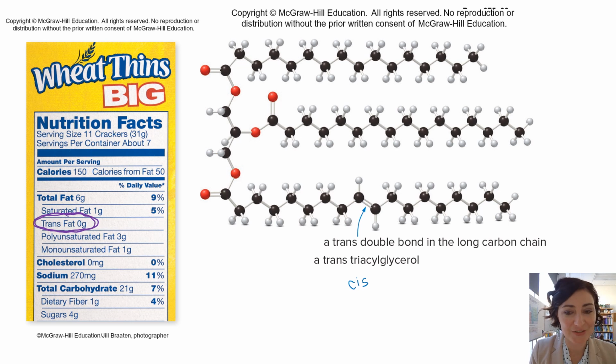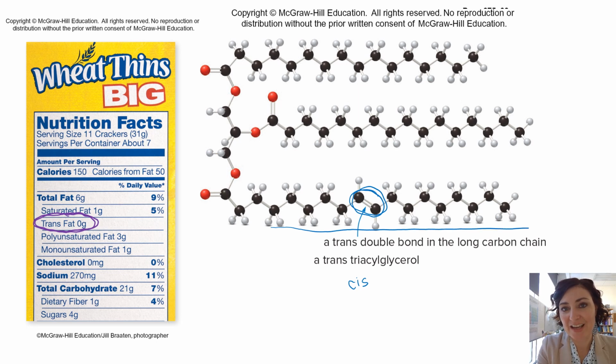However, there's health consequences associated with that. So here we have, this was manufactured artificially. We have a trans double bond. So technically, this is unsaturated. But because it has a trans conformation instead of a cis, notice that it's in a straight chain. It doesn't have that kink.